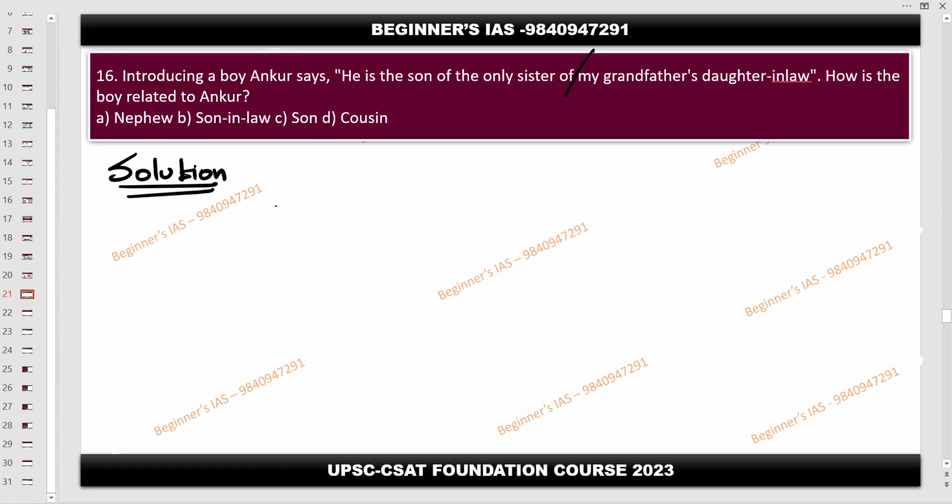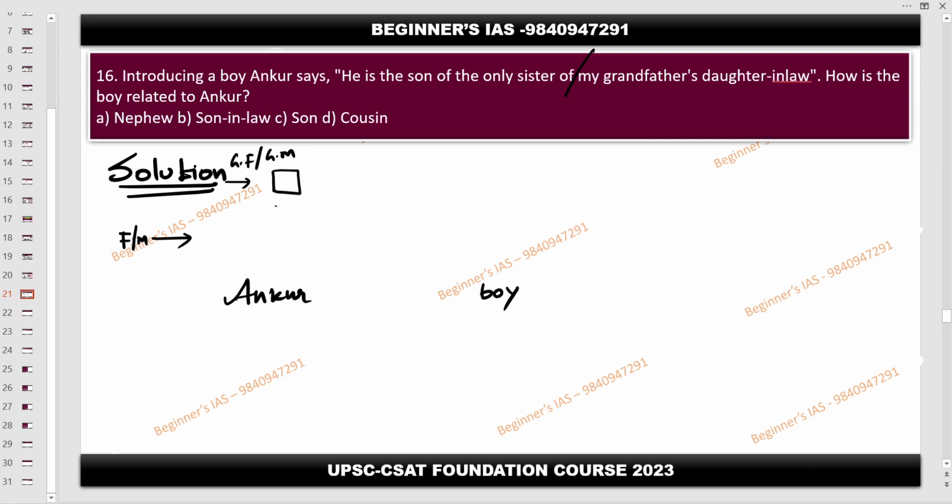Now listen. He is the son of the only sister of my... Okay, "my" means who? Ankur. Ankur is here. My grandfather means two generations above. This is the father generation or mother generation. Then this is the grandfather generation or grandmother generation. So this is going to be Ankur.